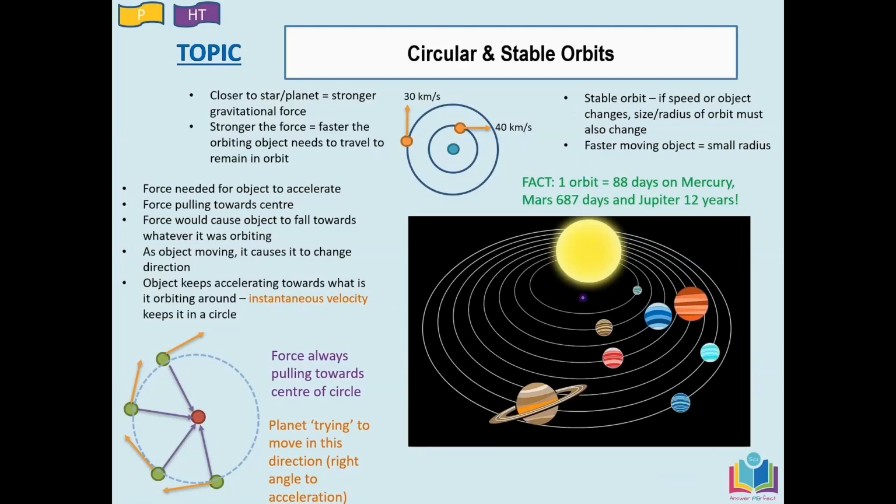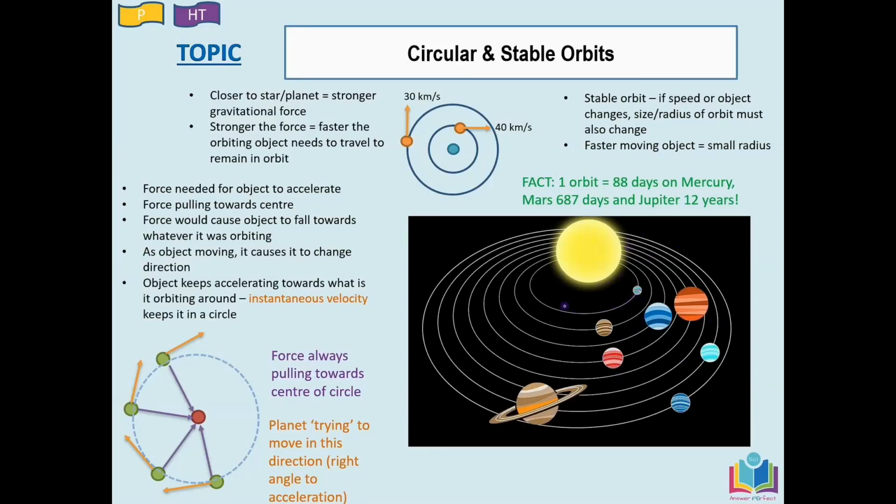I'm just going to quickly show you with this picture down here. So we've got the Sun, we've got Mercury, Venus, Earth, Mars, Jupiter, Saturn, Uranus, Neptune. The closer it is, the smaller the radius, the faster it's going round. And we can see that here.